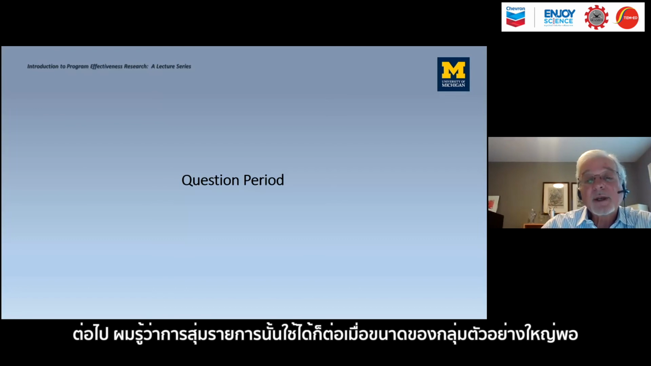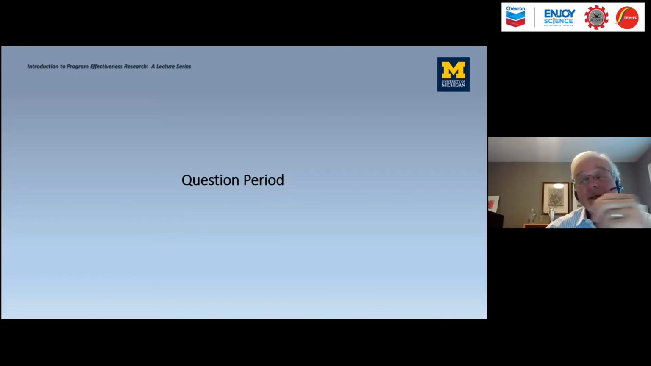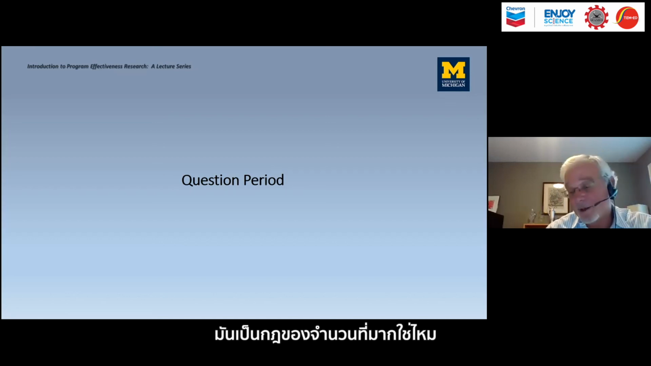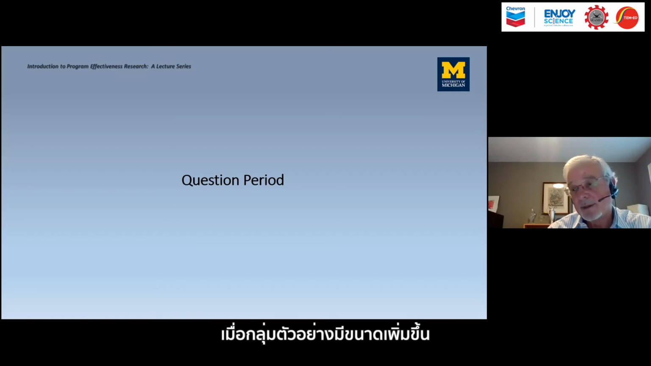So the next question is, I know that randomization can only work if the sample size is large enough. In larger random assignments, how large is large? Well, it's the law of large numbers, right? Your chances of meeting the independence assumption go up as sample size goes up.